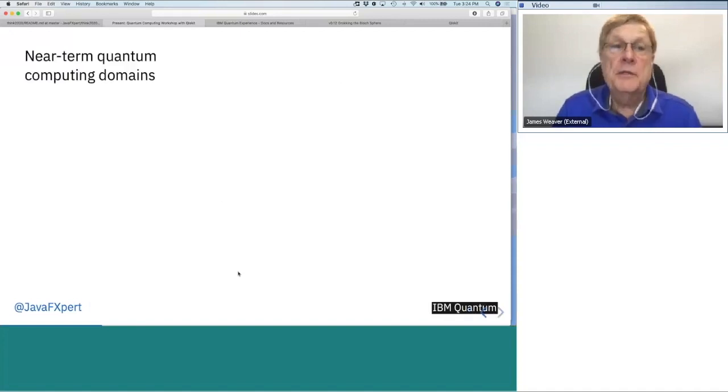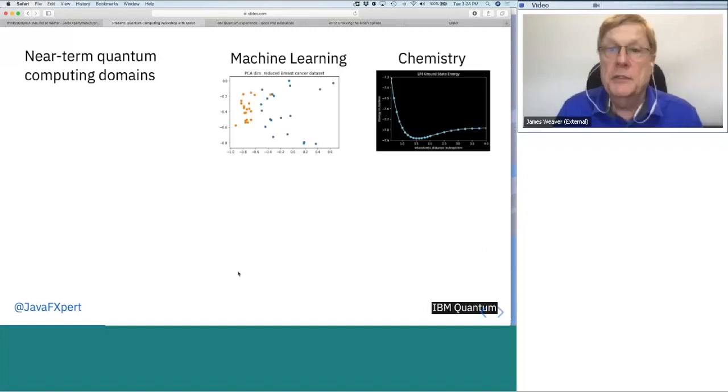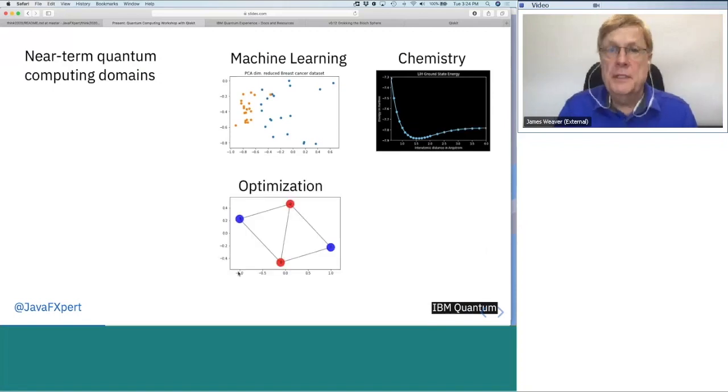Some of the near-term quantum computing domains that are a sweet spot for where we're at in the near term are machine learning, as Anamita mentioned, and chemistry, as she also mentioned. There's also the area of optimization, being able to optimize paths, or any kind of problems, even like financials, where you're trying to optimize portfolios. Those are all things that are very good near-term uses for quantum computing.